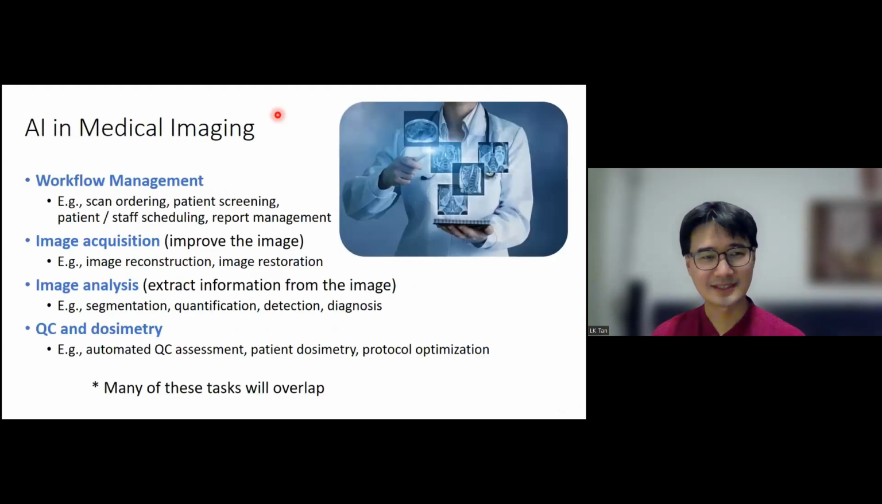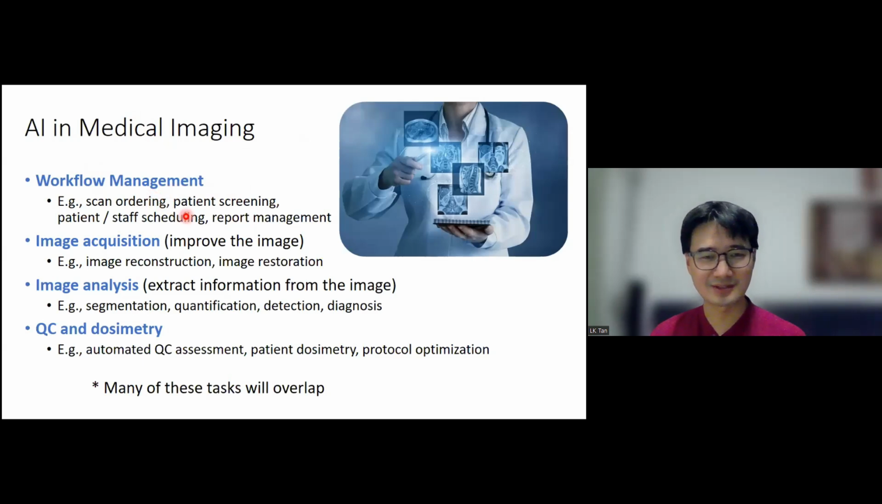So let's go to AI in medical imaging. I'm going to be talking about 4 different categories here, but I'll focus on 2 of them. One of the things I want to mention is that modern AI, due to how it's structured, is very flexible, and you can use it in many different places. For example, in workflow management, scan ordering, patient scheduling, and so on.